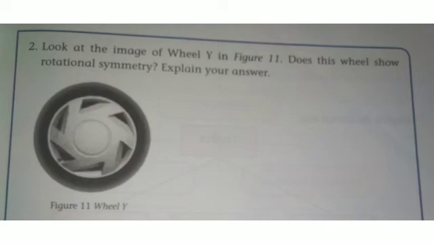Second question, look at the image of wheel Y in figure 11. Does this wheel show rotational symmetry? Explain your answer. Children, look at the wheel. If we rotate the wheel in different directions, do we get the same? If we get the same, then it is called rotational symmetry. Otherwise, it is not rotational symmetry. You have to find the answer and give the correct explanation.